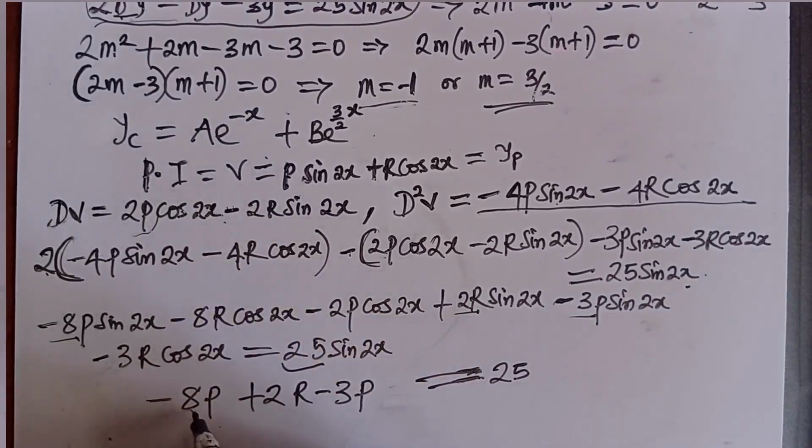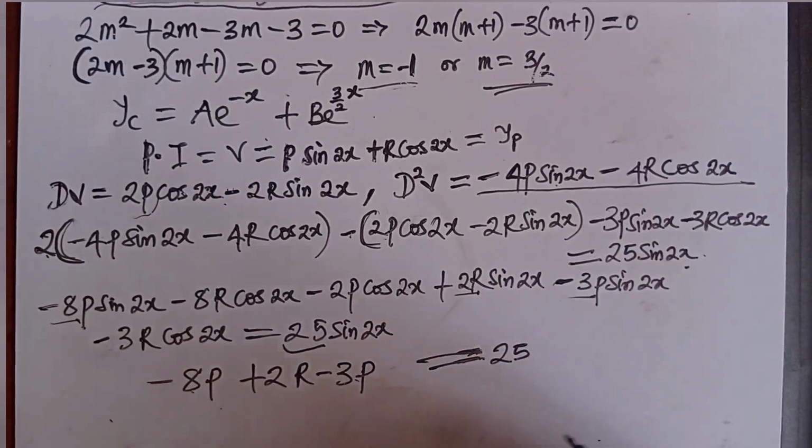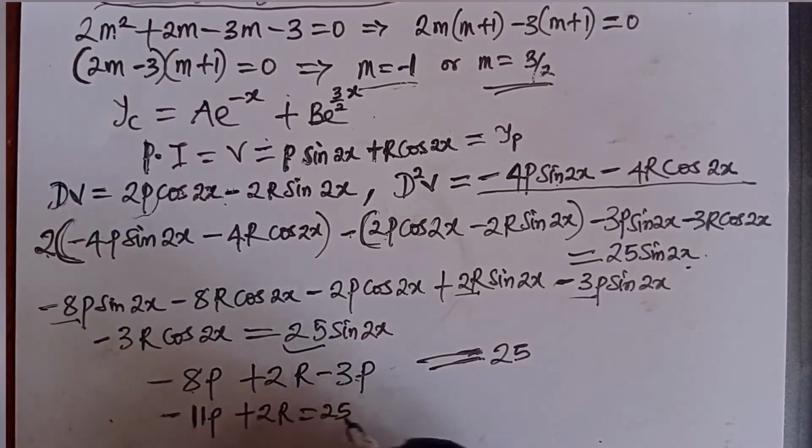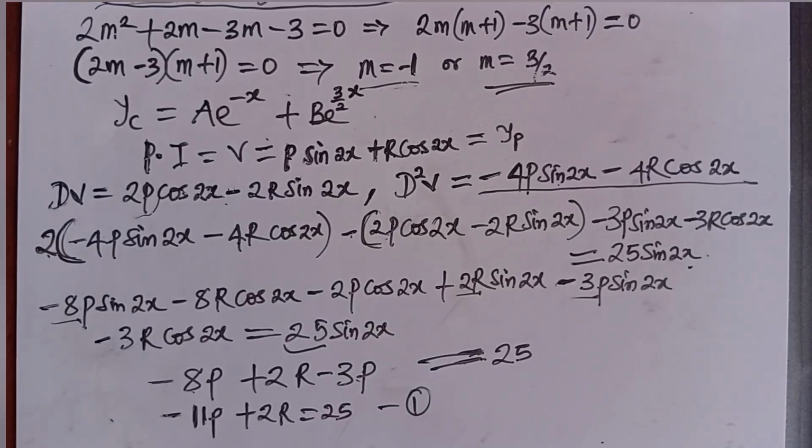You get it? Minus 8 minus 3p is minus 11p. So negative 11p plus 2r is 25. Let's call this equation 1.